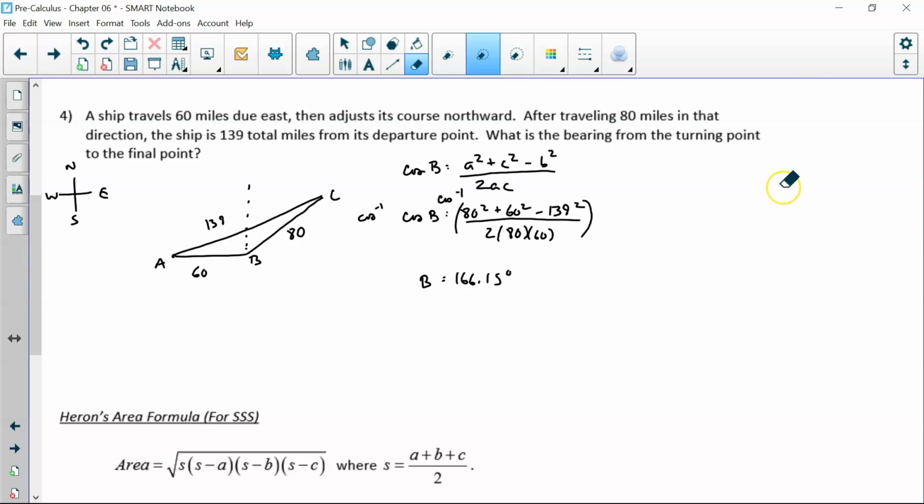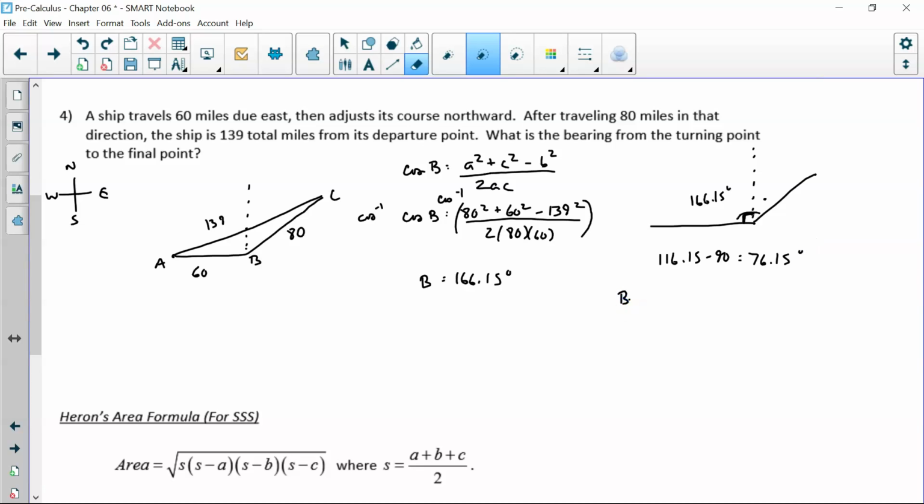Now, when we talk about bearings, I'm just going to draw the angle right here. That whole big angle is 166.15 degrees. Now, the bearing is not the whole angle. It's off of that vertical. So to find out what this angle here would be, we take 166.15 and subtract 90 from that. So we're going to get 76.15 degrees in the north direction and then to the east.